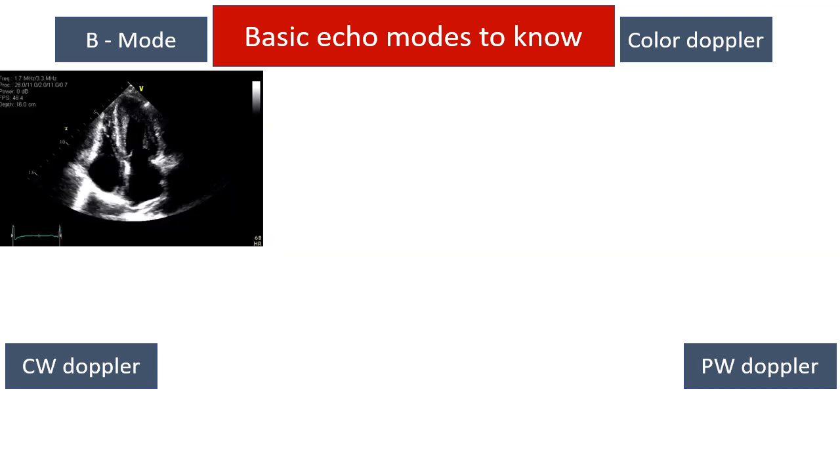The M mode is the standard mode. When you put the probe, you just get this view. You don't get any other color or waves. You just get the anatomy and the structures in this manner.